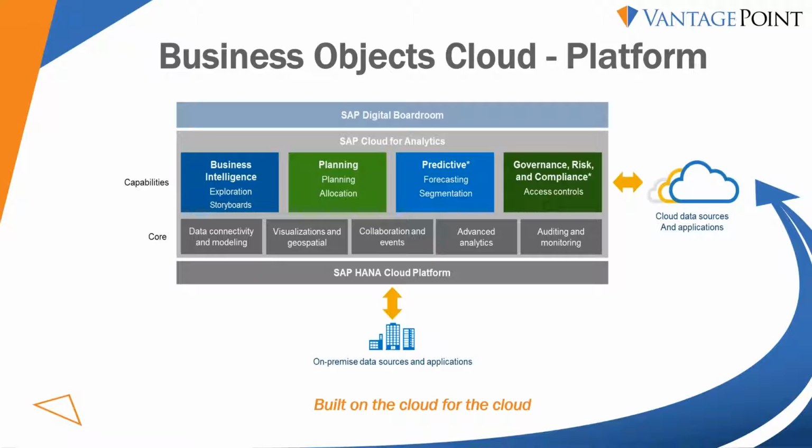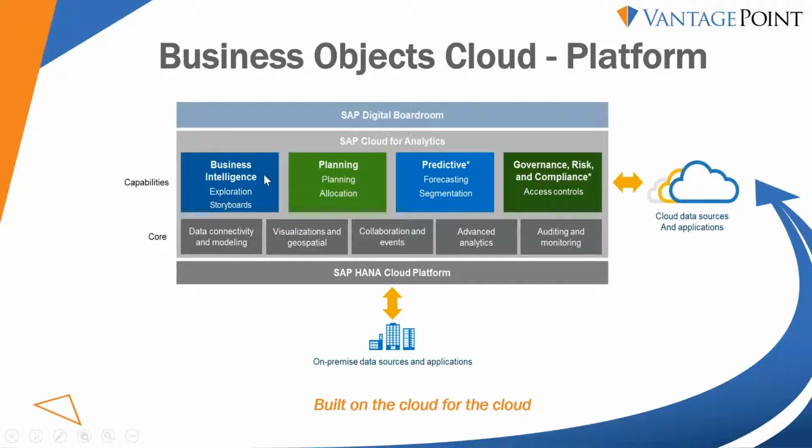Business Objects Cloud does represent a platform of where SAP is going with this solution. As it becomes more and more of a cloud company, the Business Objects Cloud represents really the coming together of a lot of these components. So it sits on top of this HANA Cloud Platform, utilizing some of these data connectivity and modeling capabilities we'll talk about in the next couple of slides. It delivers information through a set of visualizations and geospatial reporting, managed through collaboration and workflow events, adding advanced analytics and auditing and monitoring capabilities, all delivered through the cloud.